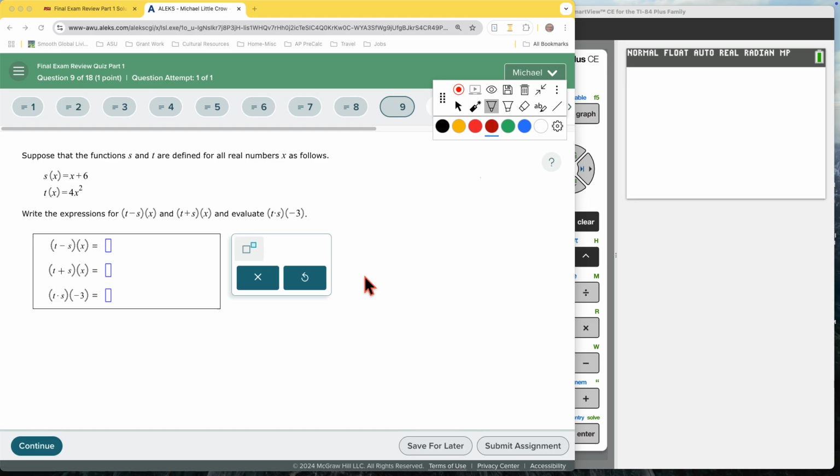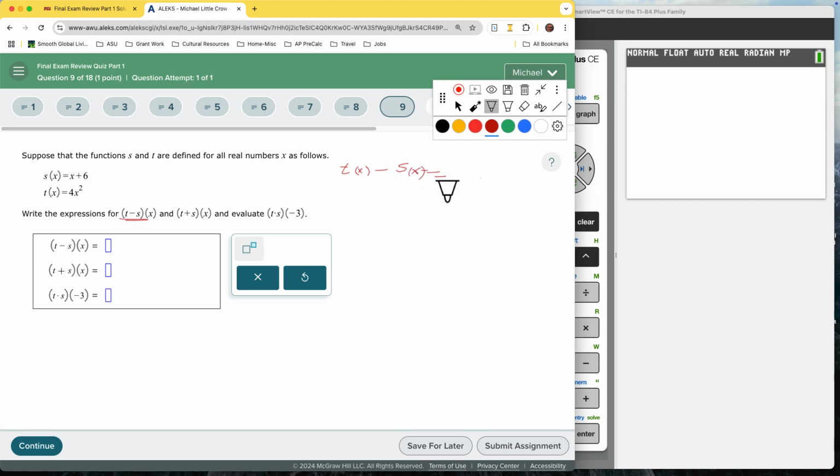Question 9 now, halfway through the 18 question review, final exam review for quiz part 1. So now this is a combination of functions. We're asked to do 3 different things here. So the first one is to subtract the 2 functions, and so we can rewrite this if we'd like as t of x minus s of x.